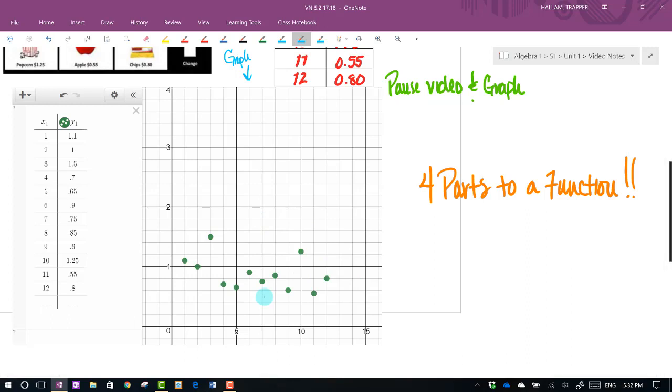But what I'd like to call to your attention is that there are 4 parts to a function that we just talked about. You might not have seen one of them, but can you come up with 4? So take a second. Pause the video. What 4 parts of a function did we just talk about?